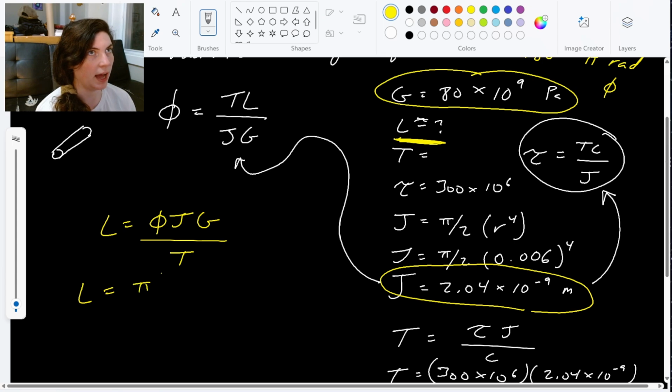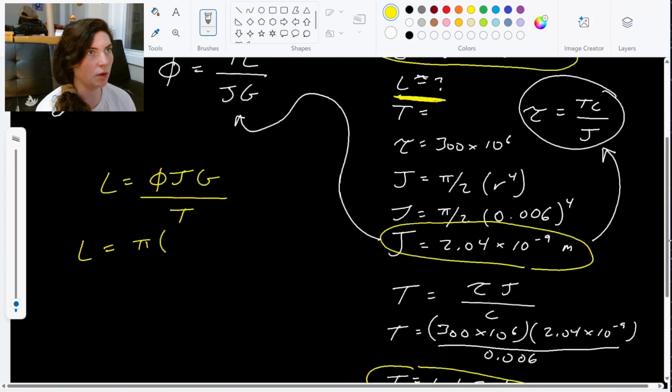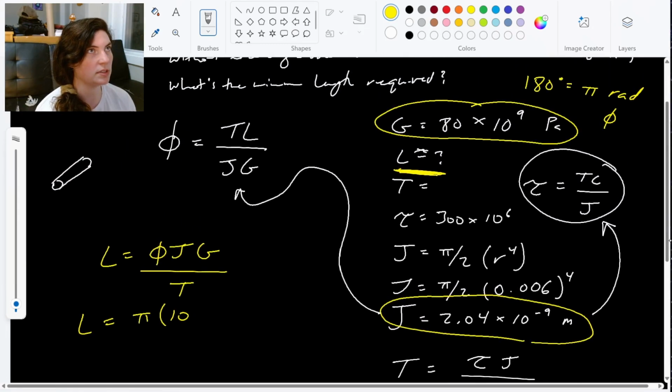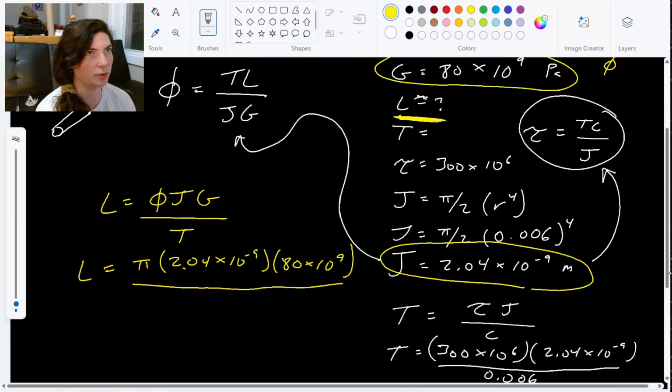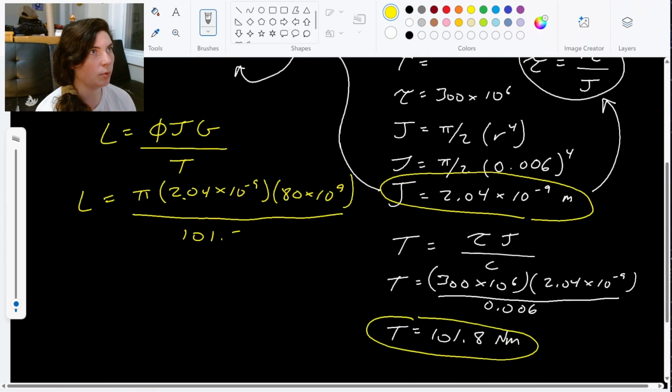Plugging everything in, that gives me pi. Our angle of twist is pi radians. That torque value was 101.8. Whoops, sorry, that goes on the bottom. That's not what I want here. I want J, polar moment of inertia, 2.04 times 10 to the negative 9 times shear modulus of elasticity, 80 times 10 to the 9th, then over my torque. So that torque value we just found, 101.8 Newton meters. I put everything into my base units so that way I know everything is going to work out. You don't want to get here and have a whole mess of unit conversions.